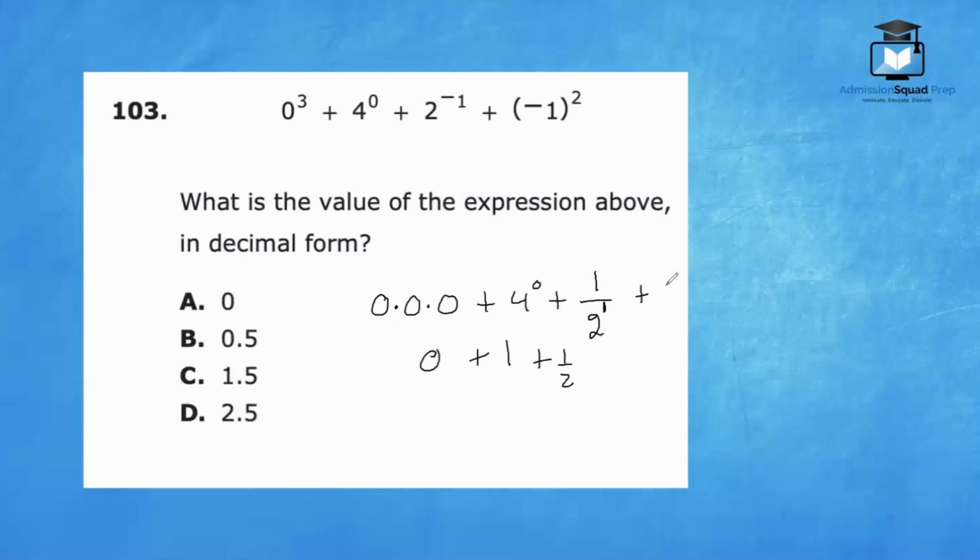Negative 1 to the second power is simply negative 1 times negative 1. Negative 1 times negative 1 is 1. Now we can go ahead and add the numbers. 0 plus 1 is 1, plus 1/2 is 1.5, plus 1 is 2.5. And when we convert 2.5 into a decimal, we will have 2.5. So D is the correct answer.